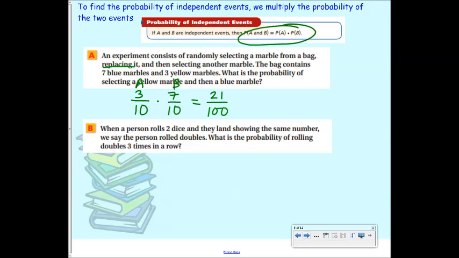Okay, so you're multiplying the probabilities of the A happening and the B happening, and whatever you get, that's the probability of both of those things happening. All right, when a person, yeah, Brendan. Has to be 2 independent events. We're going to talk about if they're not in a second. Okay? Has to be 2 independent events. When a person rolls 2 dice and they land showing the same number, we say the person rolled doubles. What is the probability of rolling doubles 3 times in a row?